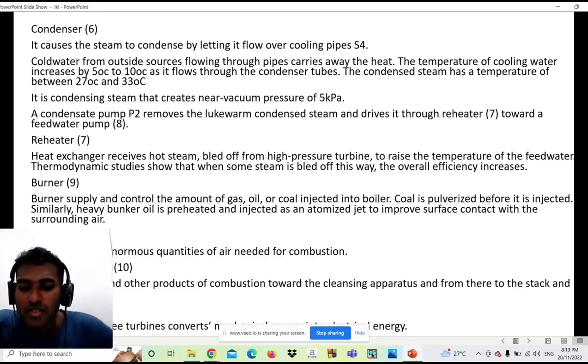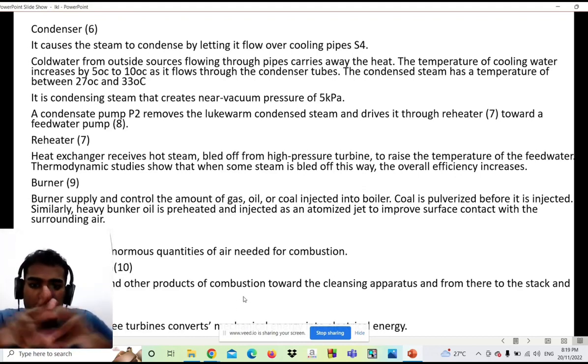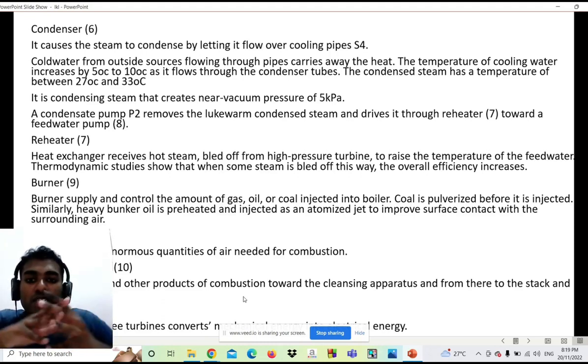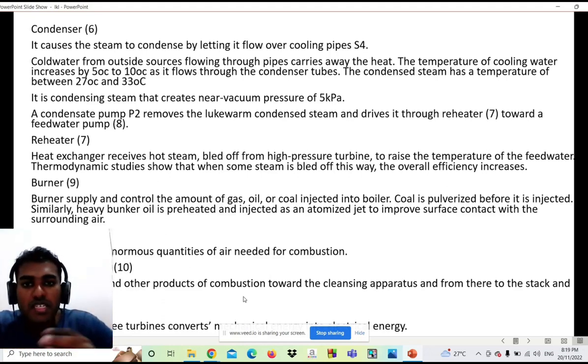First, the forced draft fan furnishes the enormous quantities of air needed for combustion. The induced draft fan carries gases and other products of combustion toward the cleansing apparatus and the outside air. And this one is the generator, connected to the turbines, which converts mechanical energy into electrical energy. So the generator will distribute the current through the three-phase system by the transmission line to the load, as we design.